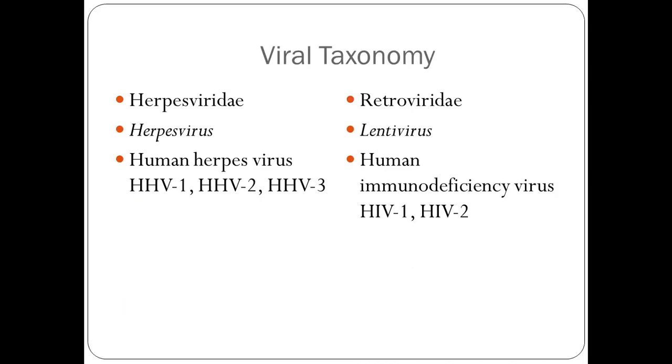So let's take a closer look at an example of the classification. Herpesviridae is the family name. Herpesvirus is the genus name. The common name is human herpesvirus. And the subspecies are HHV1, HHV2, HHV3. Same thing with Retroviridae. Retroviridae is the family name. The genus name is lentivirus. The common name is human immunodeficiency virus. And the subspecies are HIV1 and HIV2.